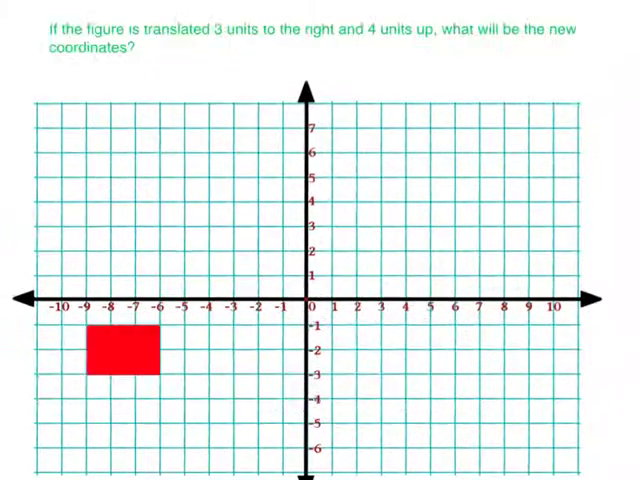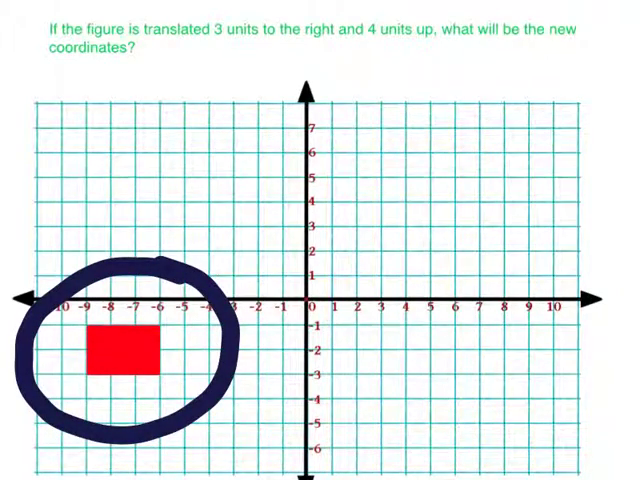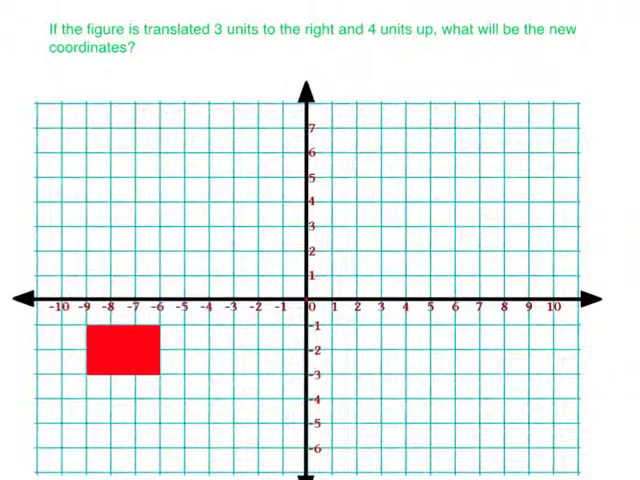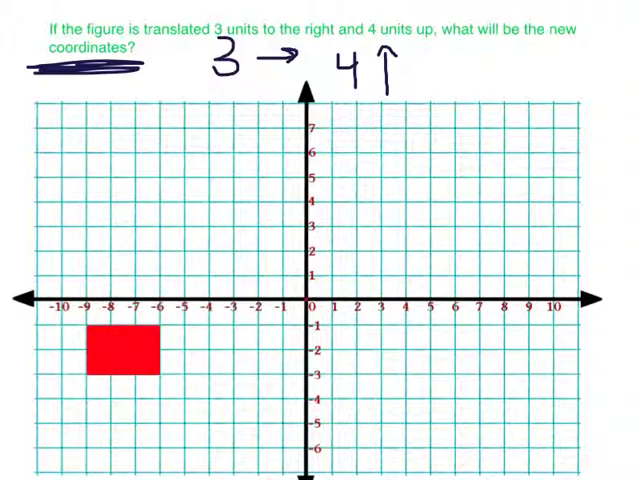Let's take a look at another one. If the figure, and in this case you can see that the figure here is a rectangle, if the figure is translated 3 units to the right and 4 units up, what will be the new coordinates? Okay, let's take a look. If the rectangle is translated 3 to the right and 4 units up, what will be the new coordinates? Okay, this is the part I didn't do in the last one, is list the coordinates. So let's move the whole figure and then we'll list it.